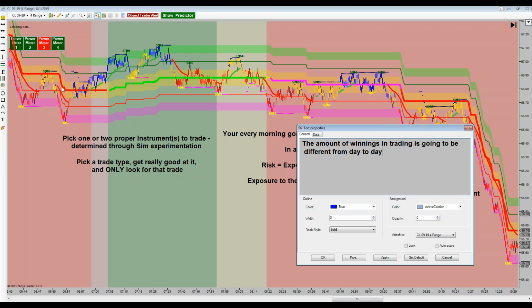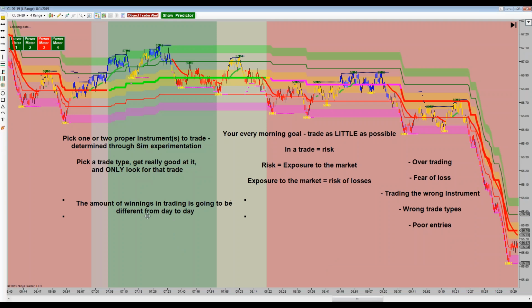Why is that? Is that true? Is this what I'm saying? The amount of winnings that you stand to gain from trading in any given market on any given day is going to be different from day to day. Why is that? Why can't you just say, today I will make $400 and I will stop and that will be it? I will make no more, I will make no less, and this will be my day.